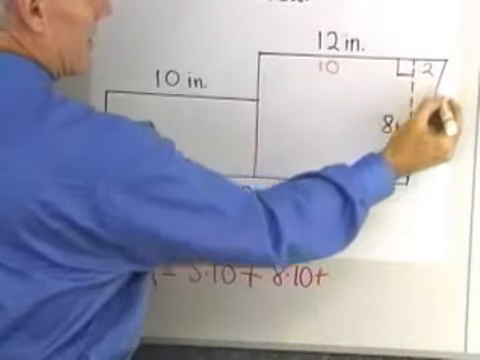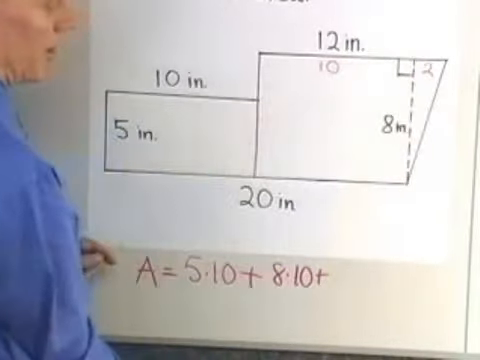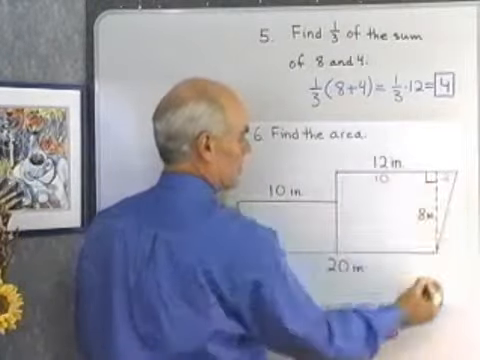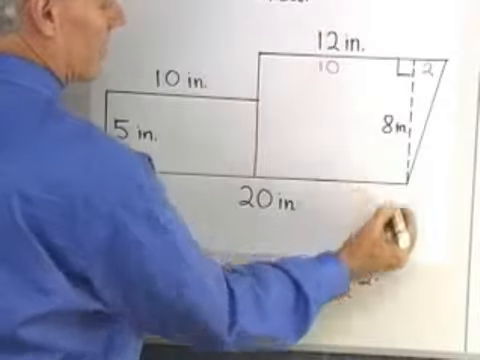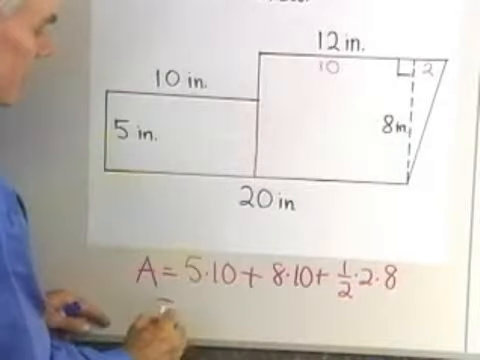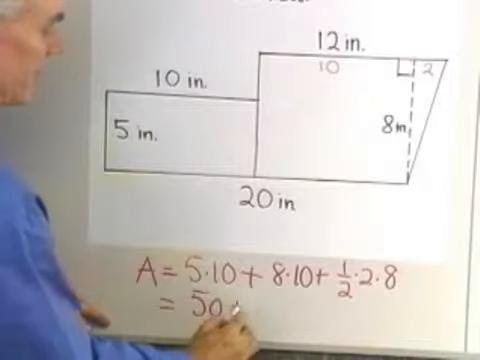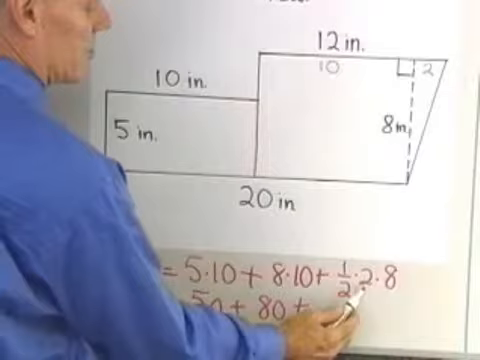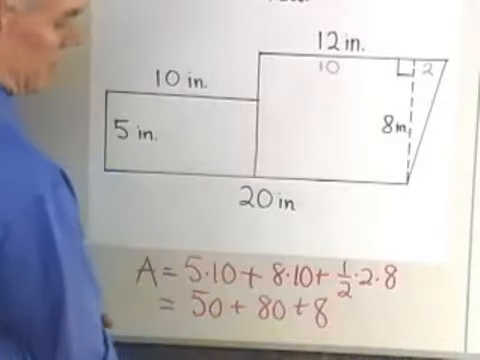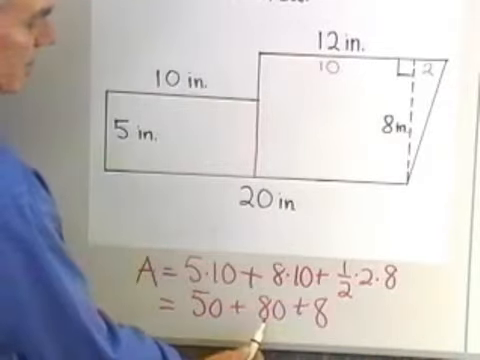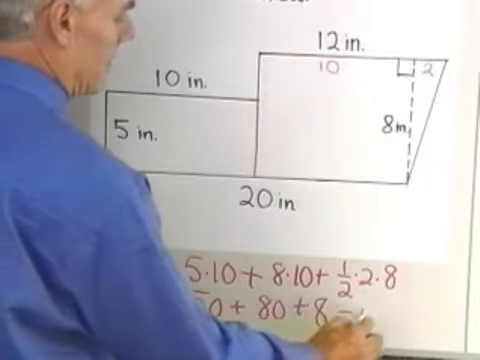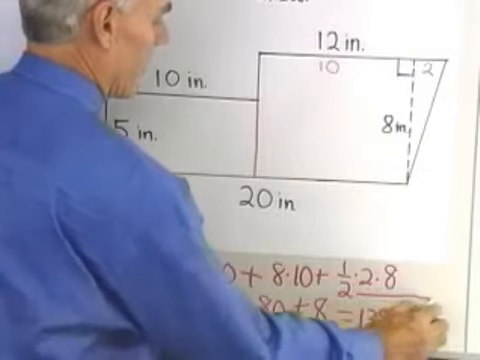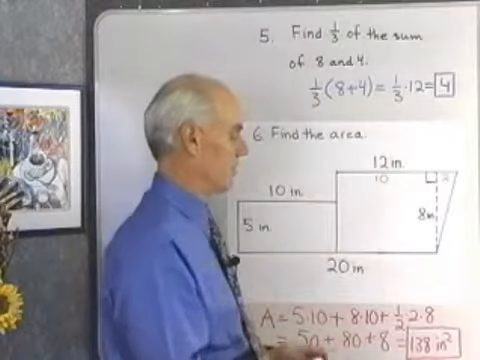The last thing I have is the area of this little triangle, and from the book I know that the area of a triangle is 1/2 times the base, which is 2, times the height, which is 8. So let's see, I end up with 50, that's 5 times 10, plus 80, which is 8 times 10, plus 1/2 times 2 is 1, times 8 is 8. So I should end up with 50 plus 80, which is 130, plus 8 is 138 square inches. So I'll write my units that way on the end, 138 square inches.